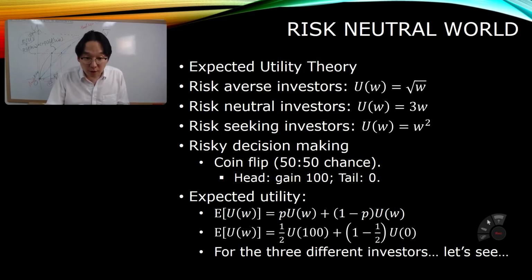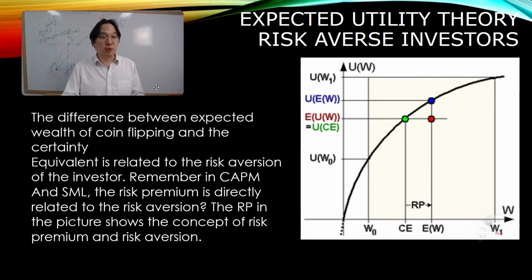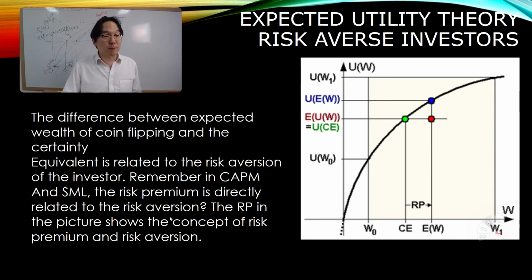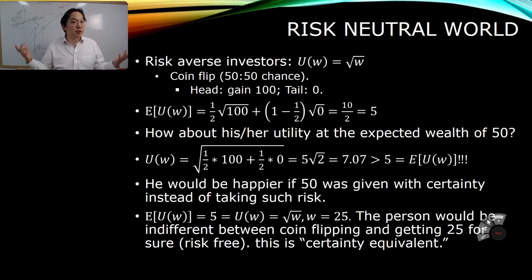For simplicity of our calculation, for the 3 different investors, let's see. The difference between expected wealth of a coin flip and the certainty equivalent is related to the risk aversion. I told you about this one, yes. First one is the risk-averse investor, the risk-averse agent, whose utility function is a concave one, like square root of wealth, right? And coin flip, 50-50 chance, head, you gain 100, and then tail, you get nothing, right?